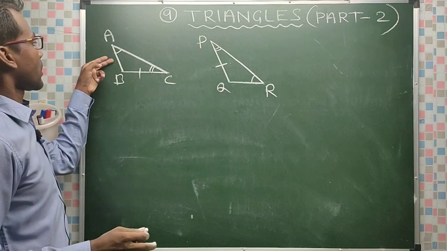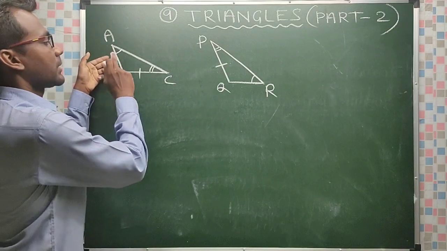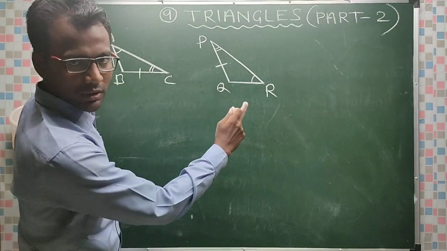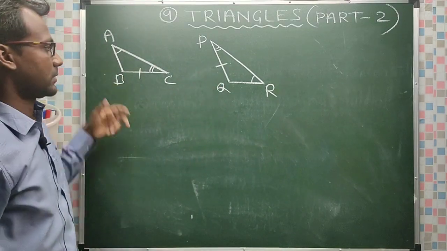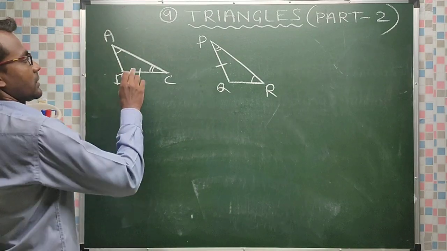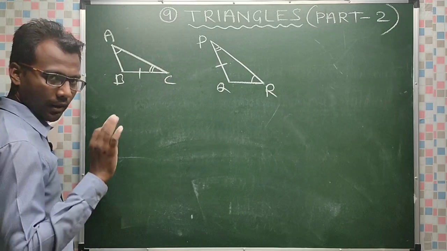Here, suppose we would have taken AB. If we would have taken AB, then we would have taken QR, because AB and QR will be corresponding sides. AB and PQ will not be corresponding sides. So this is the order in which you have to take. Now see AAS. These two triangles are congruent.